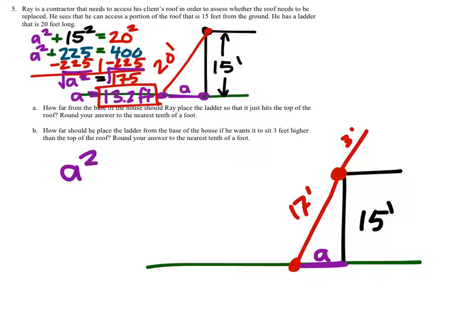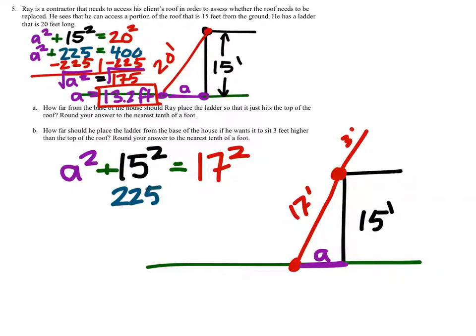So it's going to set up the same way. We've got A squared, plus the other leg, 15 squared, but now we need it to equal 17 squared. Alright, so 15 squared is still 225, but 17 squared ends up being 289.